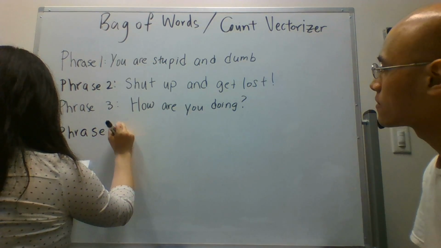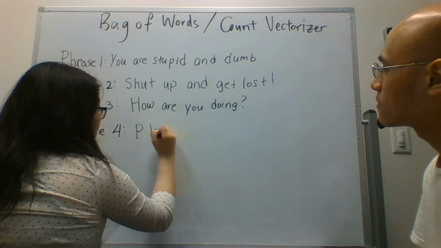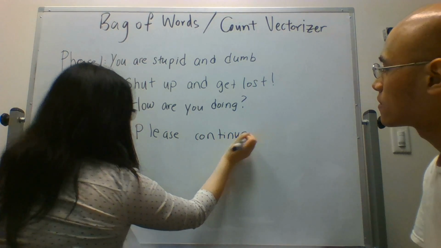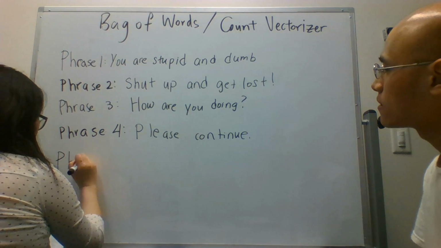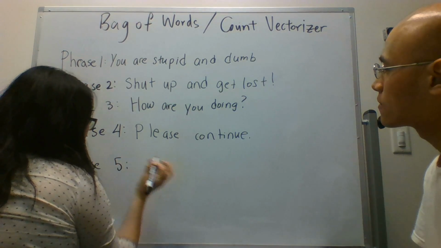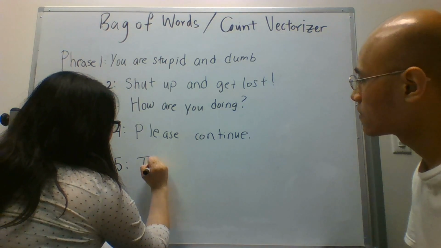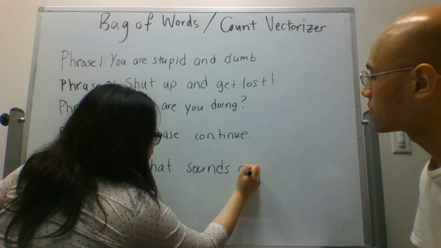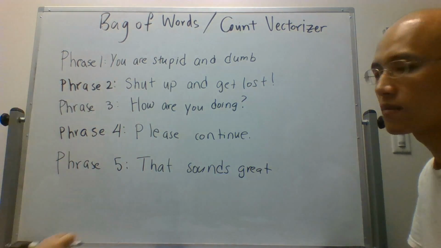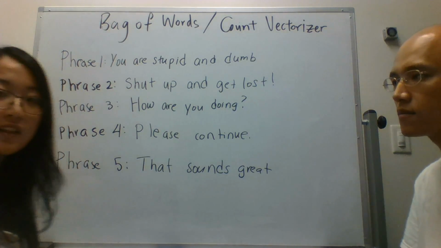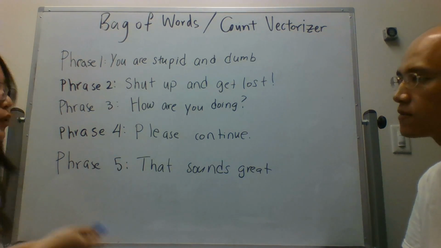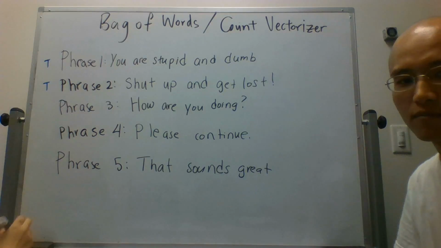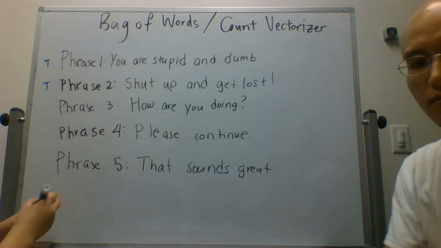Then our fourth phrase, which is also not toxic, is "please continue." And finally, we wrap this up with our last phrase, which is also not toxic: "That sounds great." To make it a little easier to see, I'm going to use blue to show which phrases are toxic by putting a little T at the front. Right. Okay. So we have 2 toxic phrases and 3 non-toxic phrases.